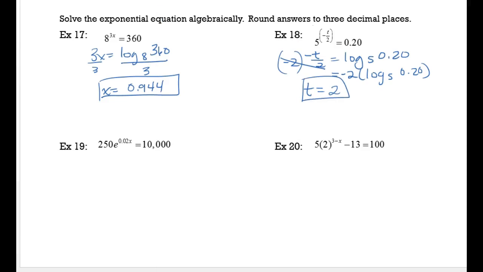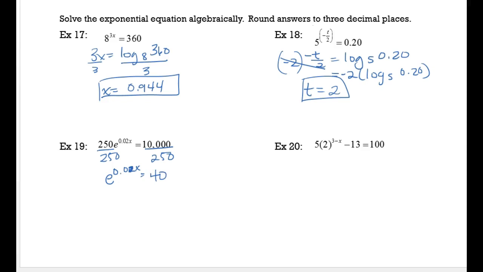There it is. All right, on 19, we have an extra step here. We need to get rid of this 250 first. So I'm going to divide both sides by 250. So I'm going to isolate the exponent in its base, basically. So 10,000 divided by 250 is 40.